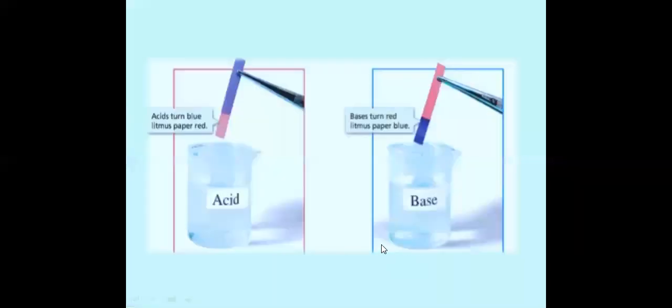The point is that acids turn blue litmus paper red and bases turn red litmus paper blue. This is the tip which we dipped in bases, and this is the tip of the litmus paper which we dipped in acid. So acid turns this blue litmus paper red and bases turn this red litmus paper blue.